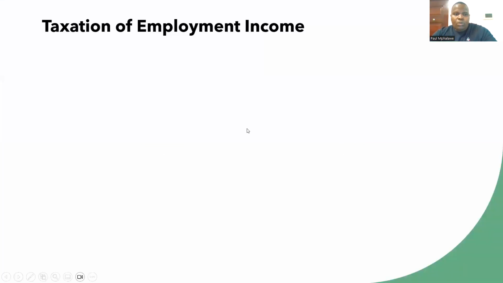So, taxation of employment income. Those people who are working, they are taxed because for the government to continue its operations, it needs money. And that money comes from the people in Malawi. So it is money that is taxed in several means of income.